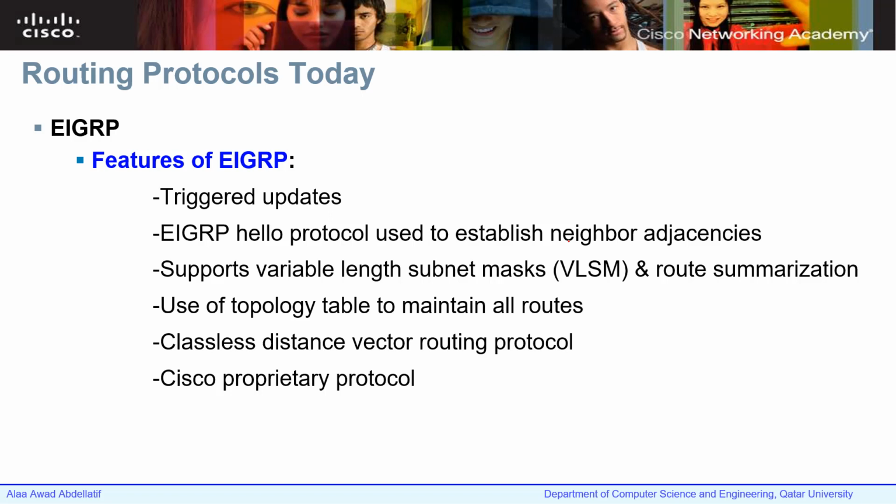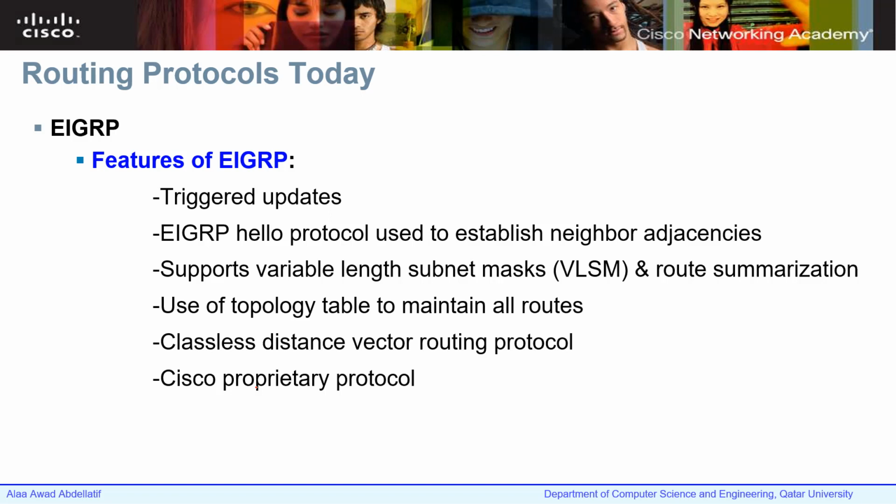It uses a topology table to maintain all routes. So it builds and knows the whole network topology and puts the topology inside the table, unlike RIP, which has a local or incomplete view of the network. It's a classless distance vector routing protocol because it supports variable subnet mask, and it is implemented by Cisco.